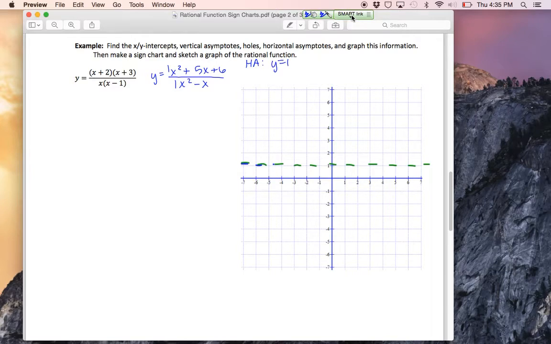Okay, now let's come back. The next easiest thing to find is your y-intercept. So for the y-intercept, you just plug in 0 for x, 0, 0, 0, 0. I end up with 6 divided by 0, which is undefined. So there is no y-intercept.